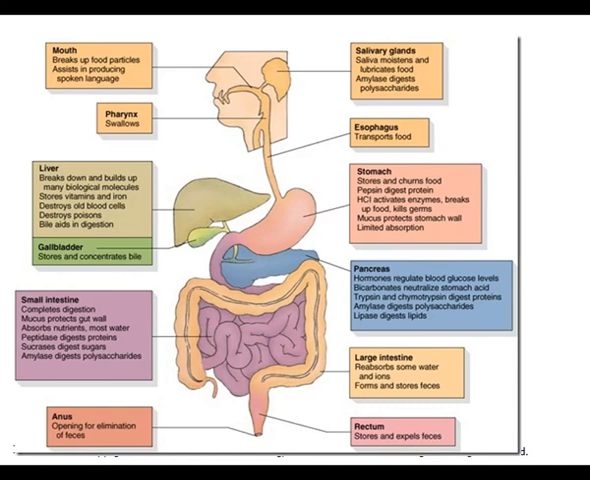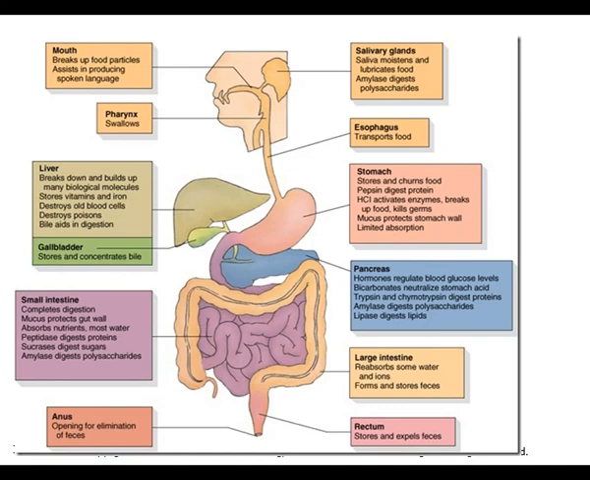So what does the stomach do? It stores and churns food around. There's a chemical called pepsin, an enzyme that's released that helps digest specifically protein. There's hydrochloric acid that breaks up food and kills germs. Those are just three things that the stomach does. There are some other things that we'll mention.